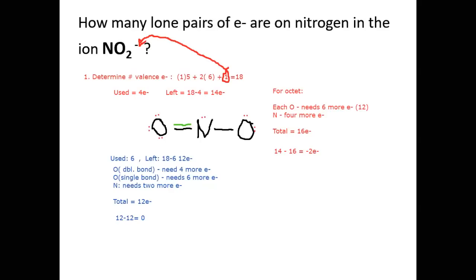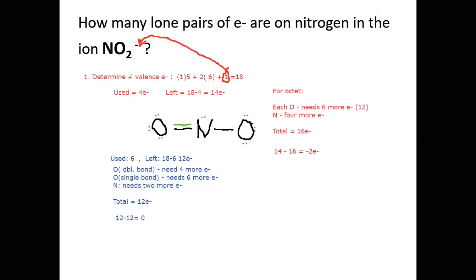And I made a boo-boo. I'll correct it. I added too many lone pairs to the double bonds. Oh, no. There we go. Eraser. Oops. Undo. There. So that's the Lewis structure of NO2 minus.